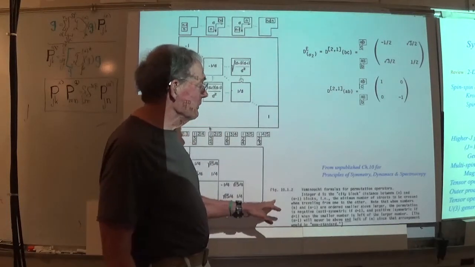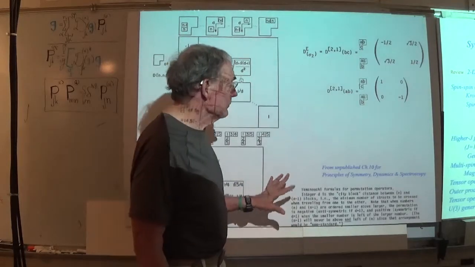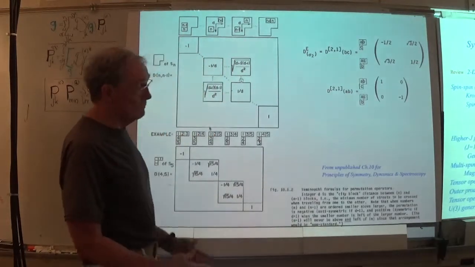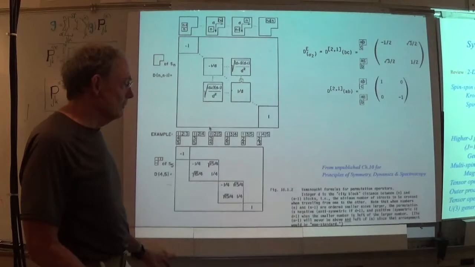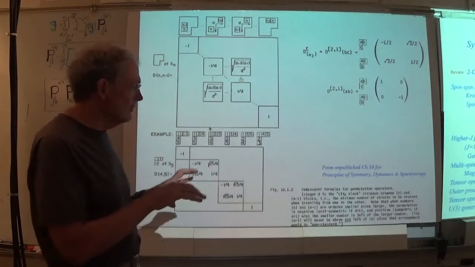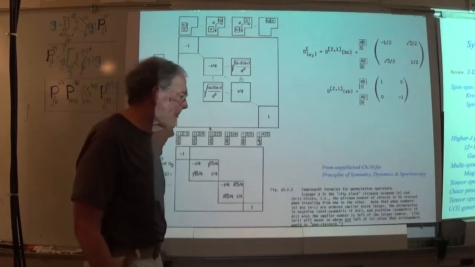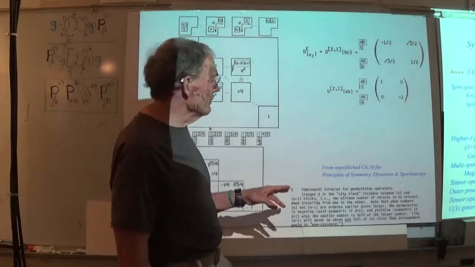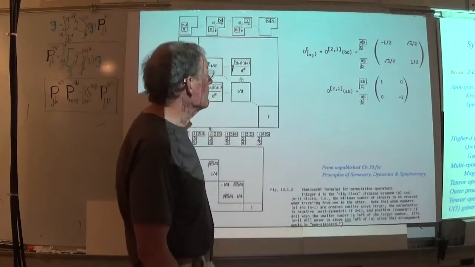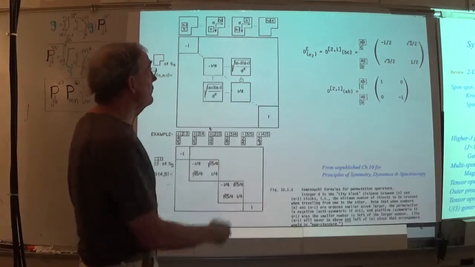There's a lot of things that need to be made simpler, and it also needs to be put in more readable type. It was literally typed, okay, kind of typing. No computer when that one was written. In any case, here is something called the Yamanouchi formula for irreducible representations.